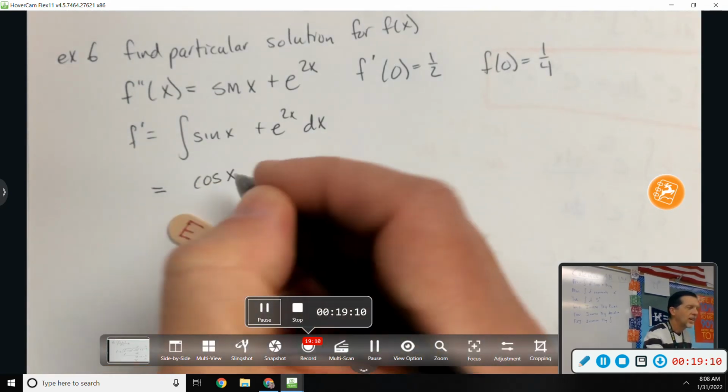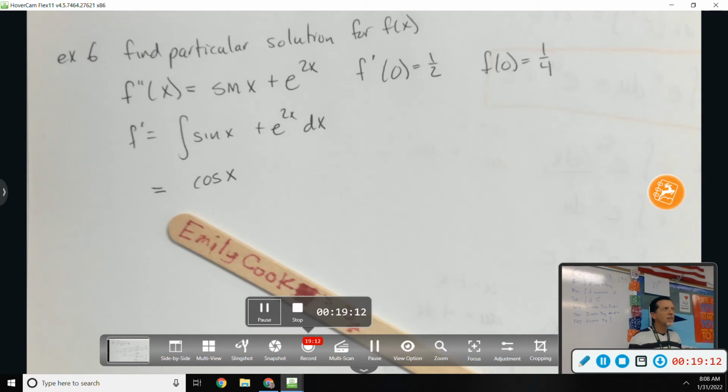What's the derivative of cosine? Remember this going forward, going backward stuff. The derivative of sine is cosine. And the derivative of cosine is negative sine. So that means the antiderivative of sine is negative cosine.